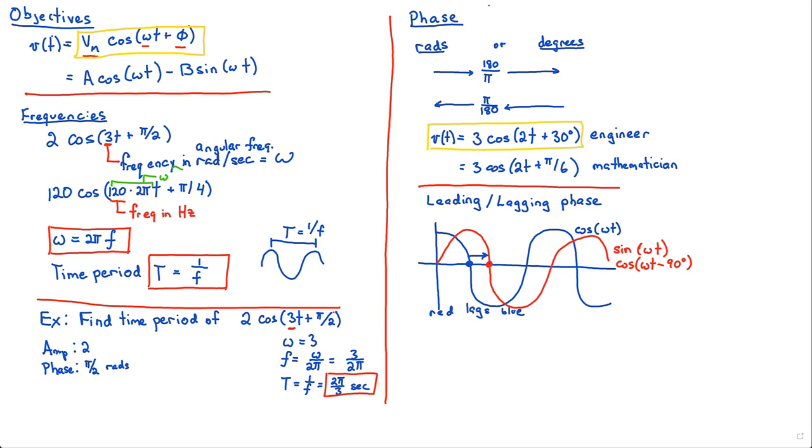Let's do one of those examples. So here, the green waveform hit 0 before blue. And since it hit before blue, it leads blue. As opposed to the red waveform that hit 0 after blue, and so it lags blue. So no matter where we draw a waveform, you can always tell if it's leading or lagging relative to our reference pure cosine waveform.